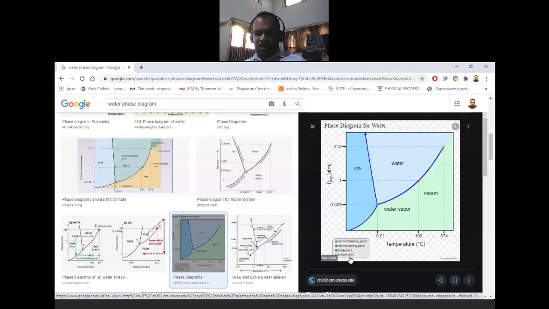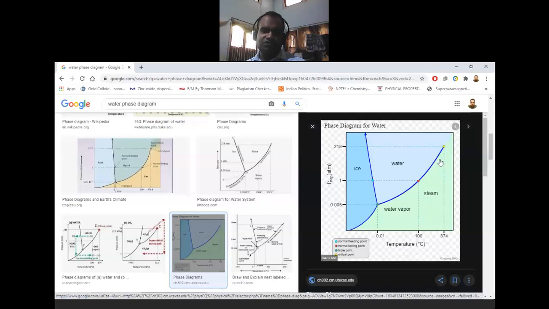Then this yellow one is the critical point. Critical point is this one, yellow one. It is the critical point between water and steam phases. So this point separates water and steam. And what else? Normal boiling point. Yeah, so this red dot is the normal boiling point at 100 degree Celsius. Okay, so this is more or less the phase diagram of water.